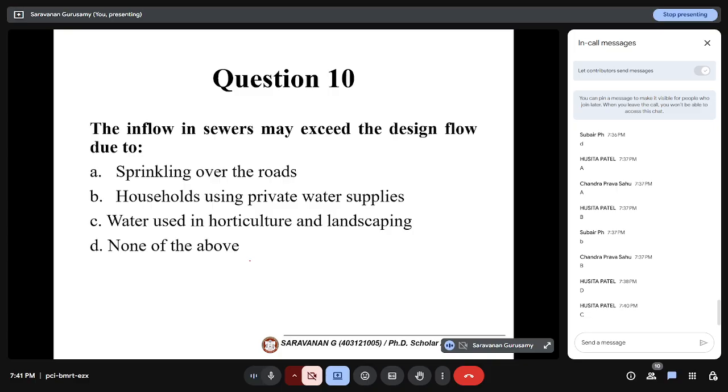Okay. So the 10th question is, the inflow in sewers may exceed the design flow due to what? So what are the additional factors we can add? Sprinkling over the road, that will decrease. Household using private water supplies, that will increase. Water used in horticulture and landscapes, that will decrease the sewer. Because if I am supplying 100 liter, 10 liters will be used in the landscape. So only 90 will come. So that is decreasing. None of the above. So household using private water supply is increasing my design flow. Right. So answer is B.